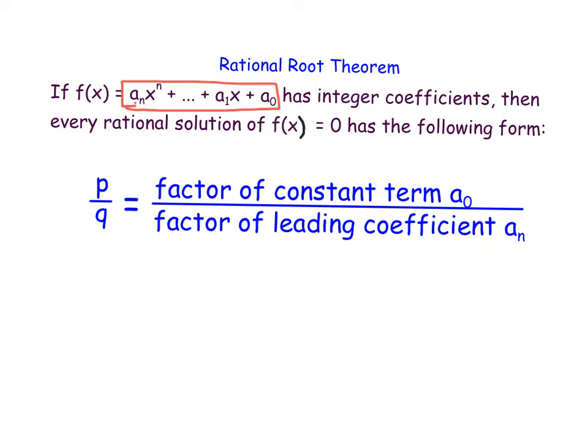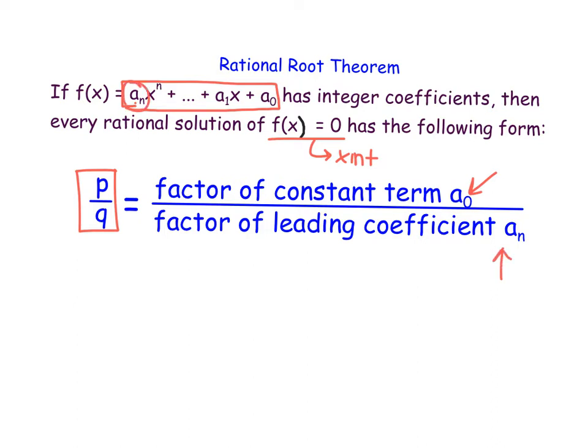So it's saying if a polynomial has integer coefficients, so you have integer numbers for all of those coefficients of x, then every rational solution of f of x equals 0, so this is saying we are trying to find the x-intercepts, has the following form. So you can see here that we have a fraction that is formed from p and q. P consists of a factor of the constant term a sub 0, and q consists of a factor of a sub n, which is the leading coefficient.